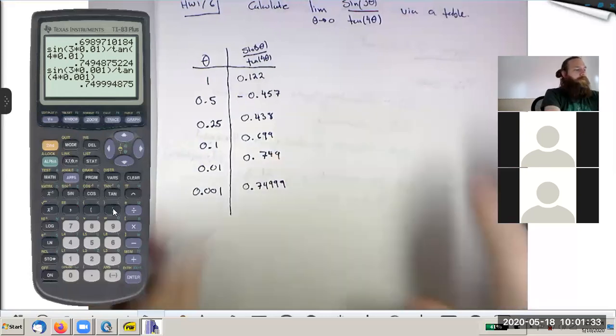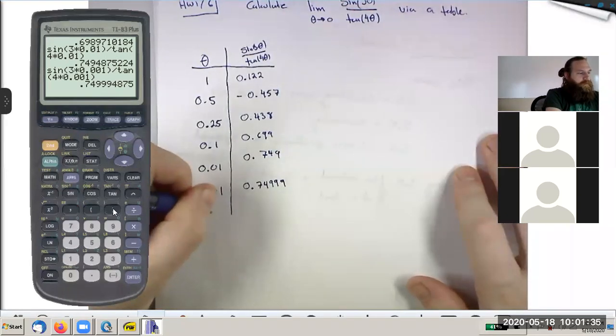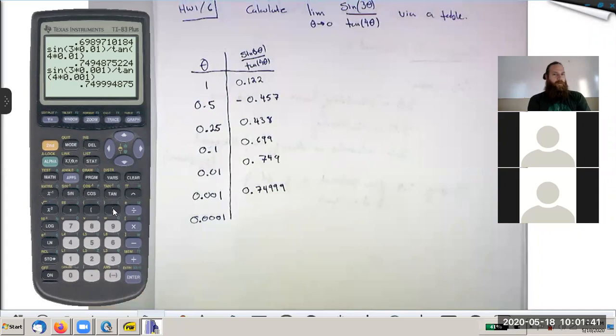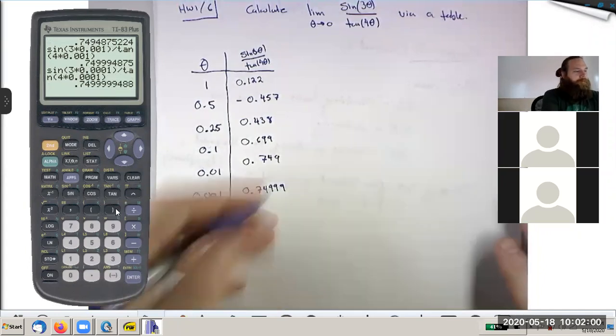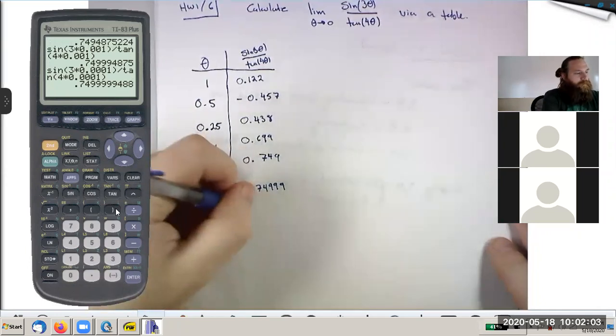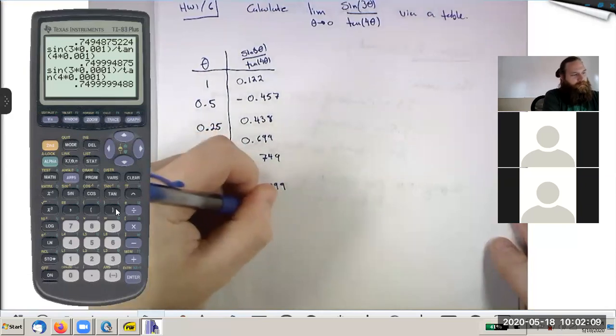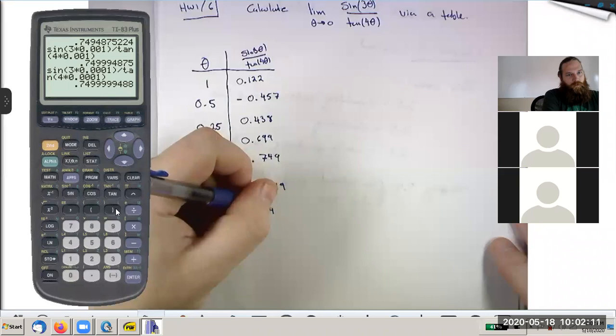Let's do one more. Let's let theta be 0.0001, and see what we get, just to see if we're getting at what we want to. So I'll take the sine of 3 times 0.0001, and I'm going to divide that by the tangent of 4 times 0.0001, and we get, I apologize, I'm rounding differently here, 0.74999, 1, 2, 3, 4, 5.